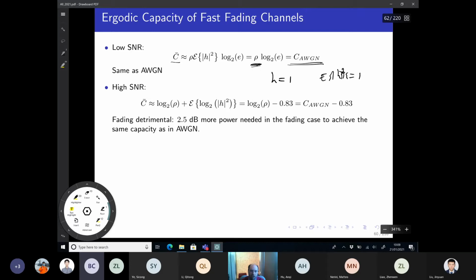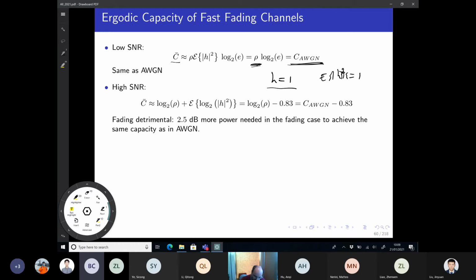But this is always something we have, whether the channel is fading or not. What it says is that at low SNR, your ergodic capacity, if you have a fading channel, will actually be the same as if you have an AWGN channel where your channel is constant, equal to 1. Right.